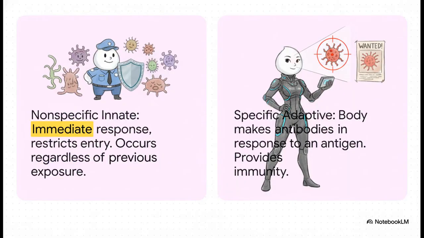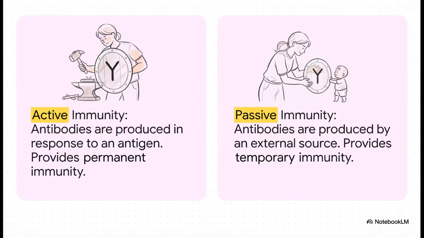Now, how does our body fight back? I love this slide because it breaks down our two defense systems perfectly. Think of your innate immunity as the general security guard at the front door. It's fast, it's always there, but it kind of treats every threat the same. Your adaptive immunity, though, that's your elite special forces unit. It takes a little longer to deploy, but it learns the enemy's face, creates a highly specific plan, and remembers that enemy forever.